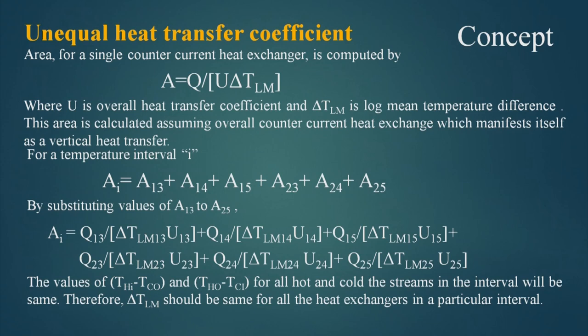Now, by substituting the values of A 1 3 to A 2 5 in terms of Q, U, and delta T LM, we can write that A i is equal to Q 1 3 divided by delta T LM 1 3 U 1 3, plus Q 1 4 divided by delta T LM 1 4 U 1 4, plus Q 1 5 divided by delta T LM 1 5 U 1 5, plus, and so forth. It should be remembered that the values of T HI by T CO and T HO by T CI for all hot and cold streams in the interval will be the same.